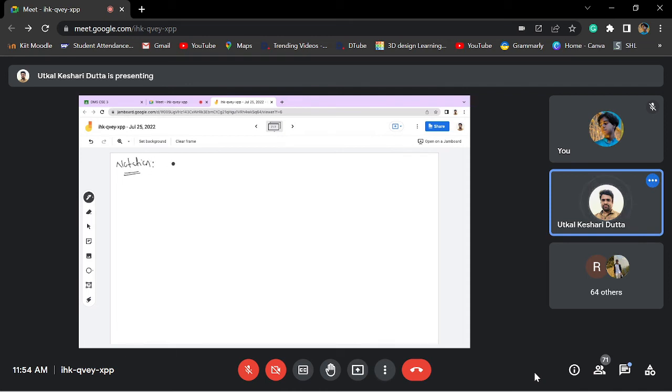For notation, you can use R equivalent S. This denotes that R and S are logically equivalent.